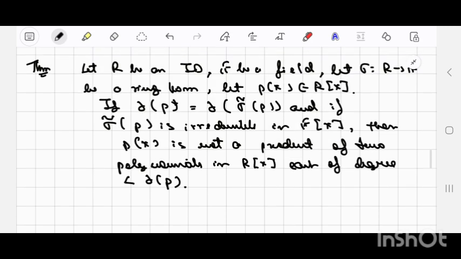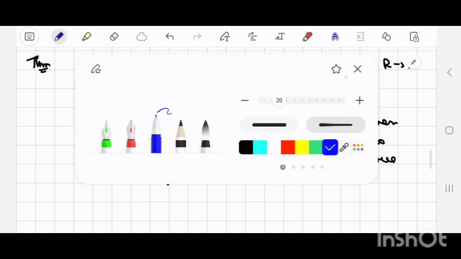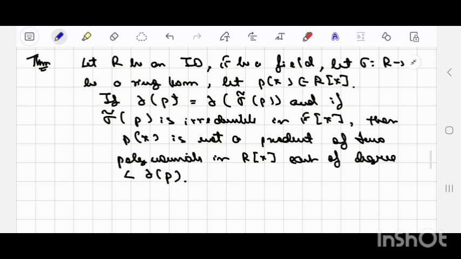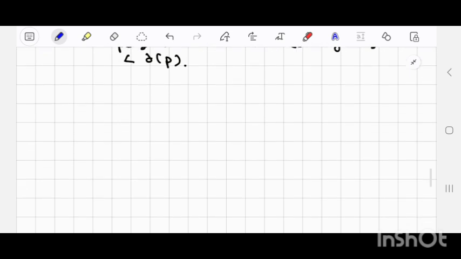Let's study the theorem once more and then we will prove it. So we are given R to be an integral domain, F to be a field, sigma a ring homomorphism from R to F. Then what we are claiming is that if the degree of P is the same as the degree of sigma tilde of P, and if sigma tilde of P is irreducible in F[x], then P(x) is not a product of two polynomials in R[x] of lower degree than P. Okay, proof.